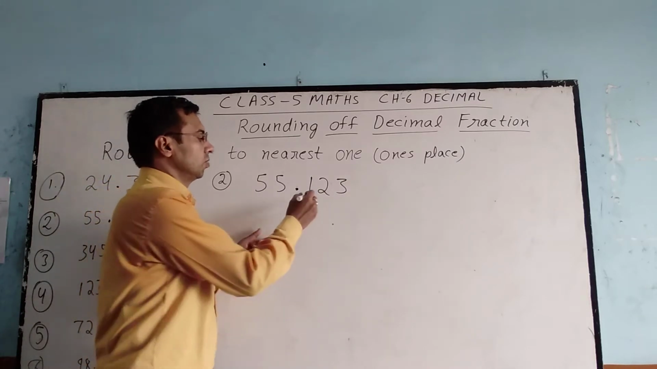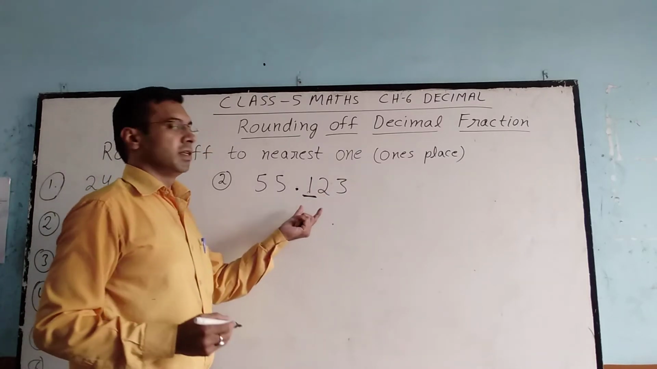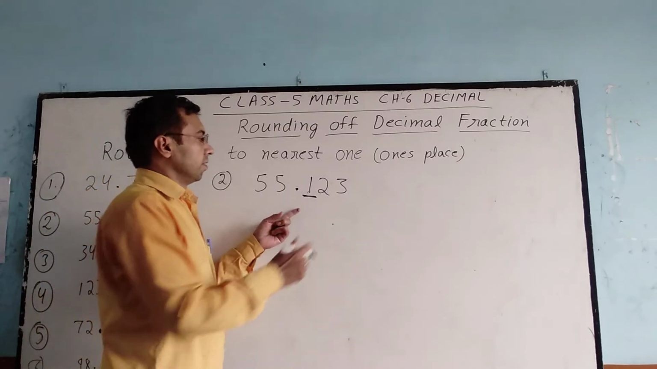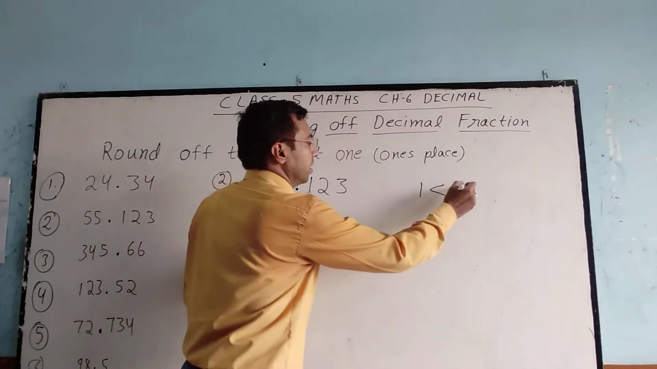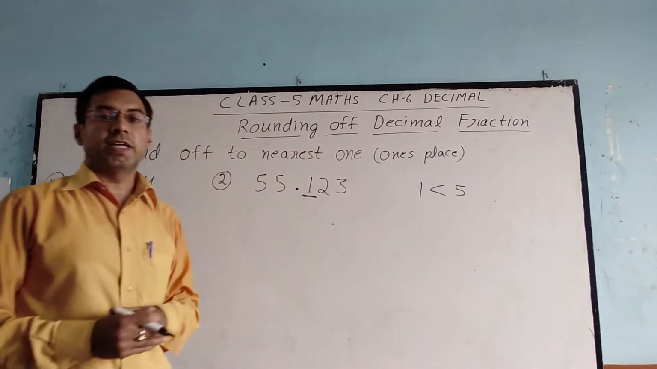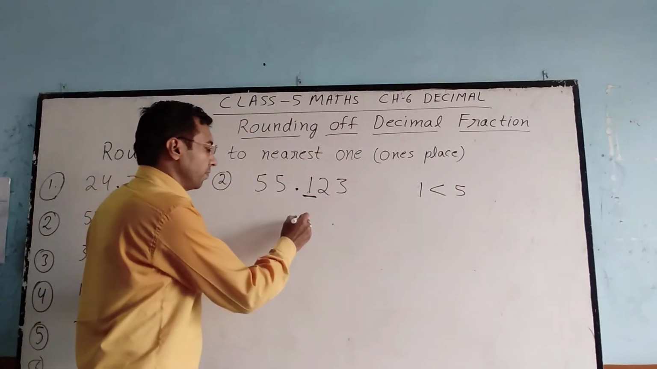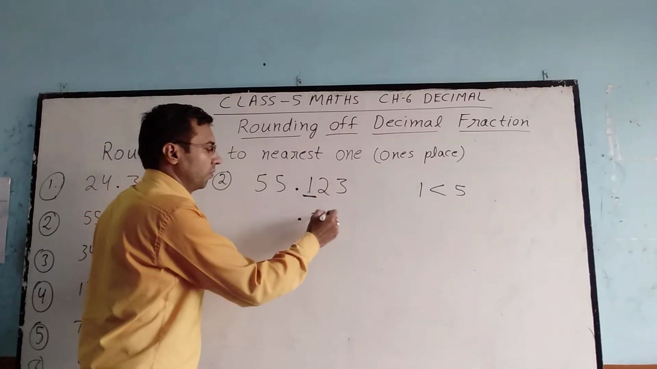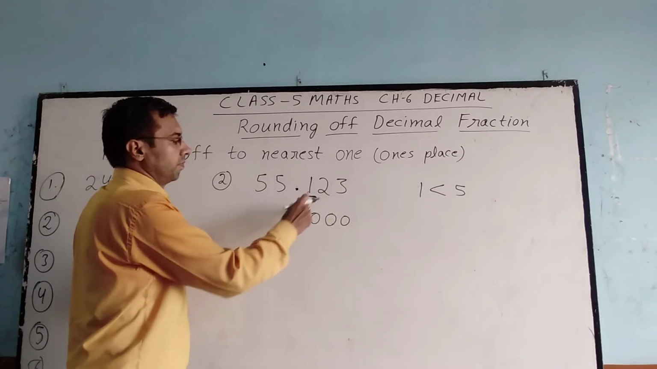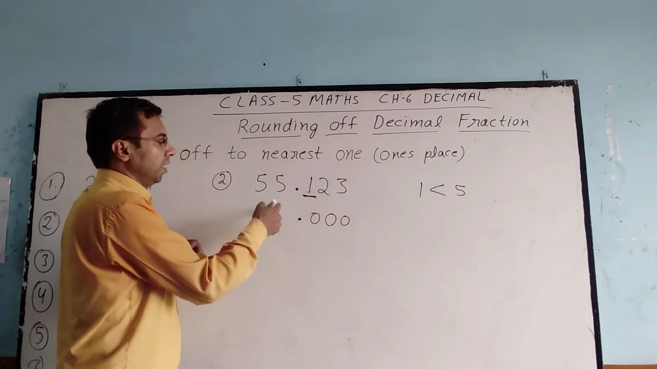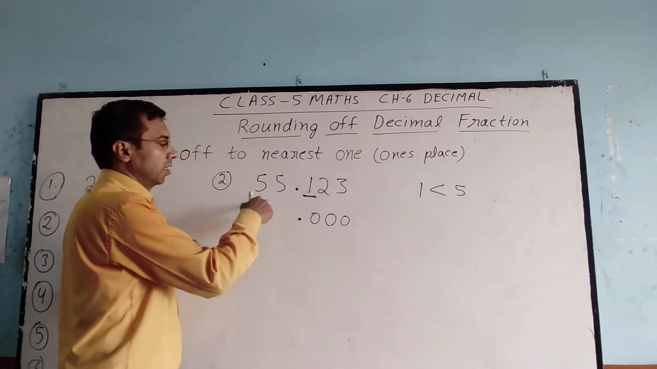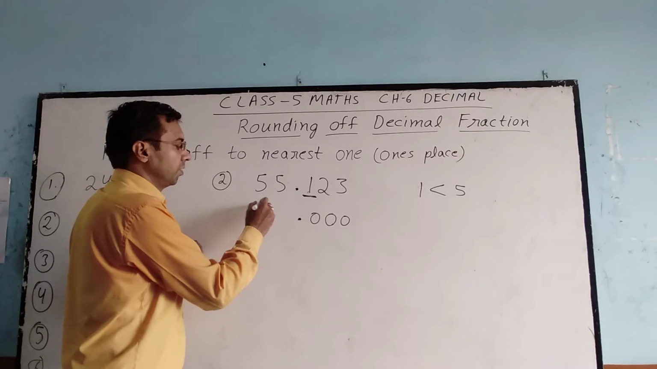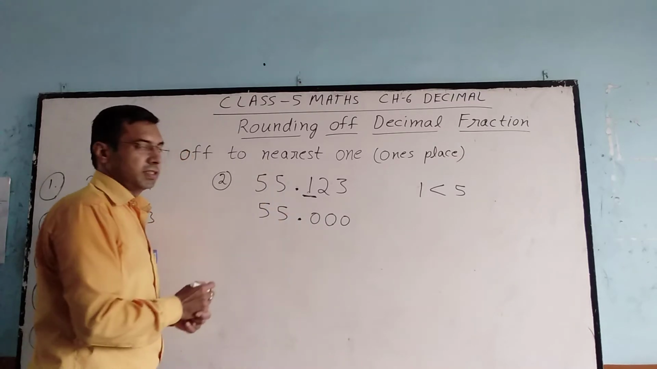Here the 10th place is 1. So what do we do, students? 1 is less than 5. So we convert all the decimal places to 0. There is no change in the whole part because this 10th place digit is less than 5. We write 5 as it is.